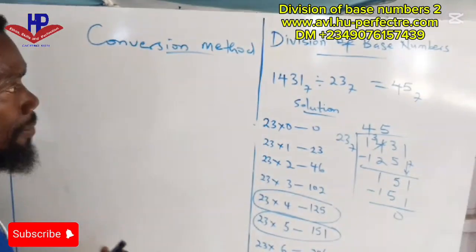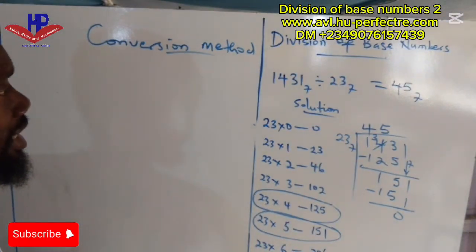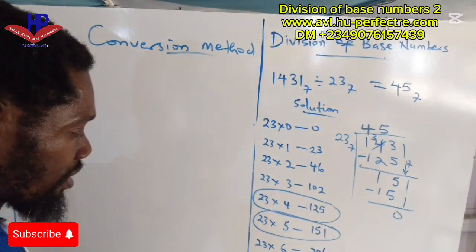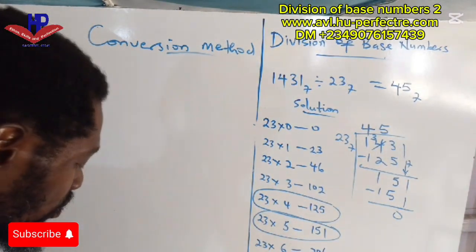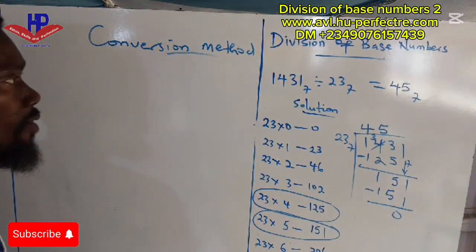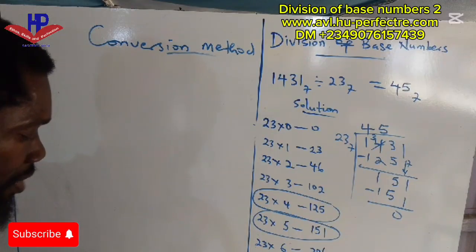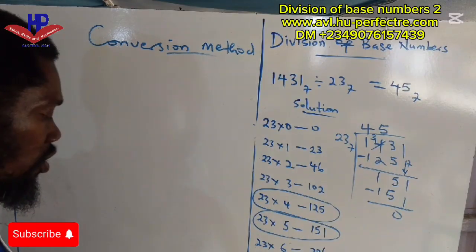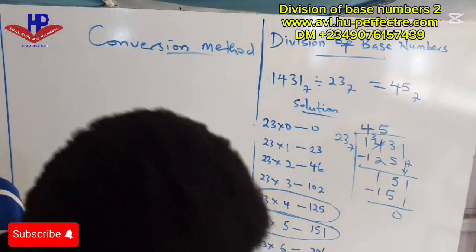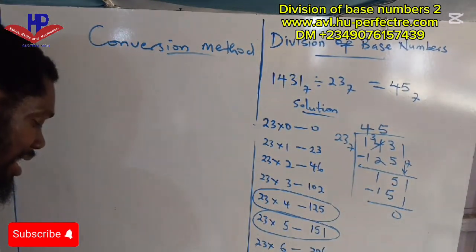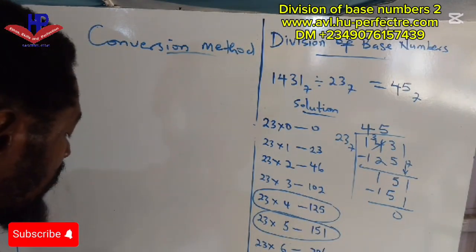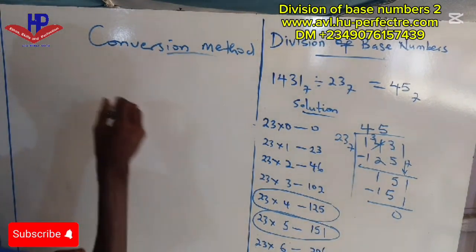Let's start with this example directly. We're going to convert that number to base 10, and you'll see how simple it is. It's not a difficult problem. Convert 1431 base 7 to base 10. Also convert 23 to base 10, then divide the two answers you have, and you're going to see your answer coming out as easy as ABC. So pay proper attention and follow the method.